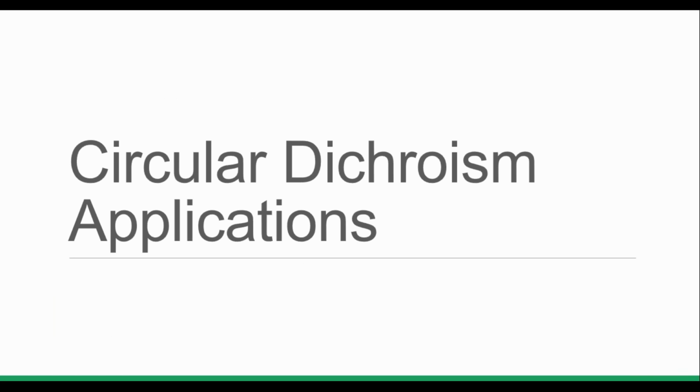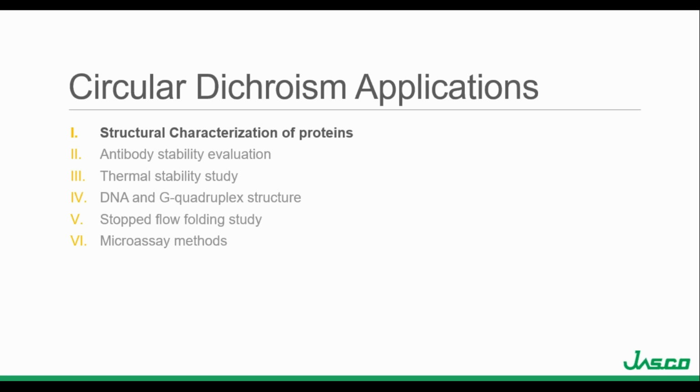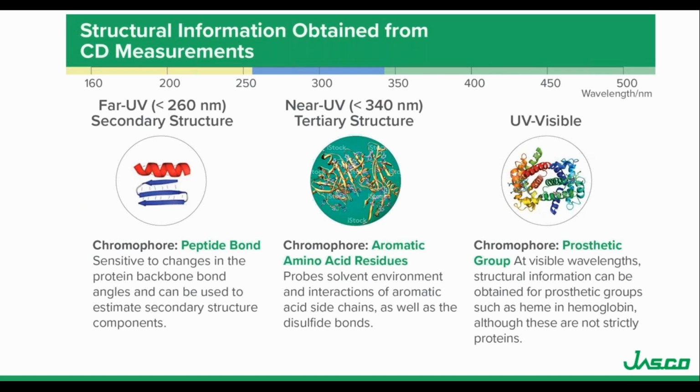Now I'm going to discuss some circular dichroism applications. The first is going to be structural characterization of proteins. Proteins are made up of amino acid residues that adopt unique folded conformations that optimize their activity. Information on protein structure is paramount to how proteins function. Circular dichroism can be used to probe the secondary structure, which is the far UV, and it's below 260 nanometers. The tertiary structure, or the near UV, between 260 and 340 nanometers, as well as any prosthetic groups in proteins in the visible region of the spectrum.